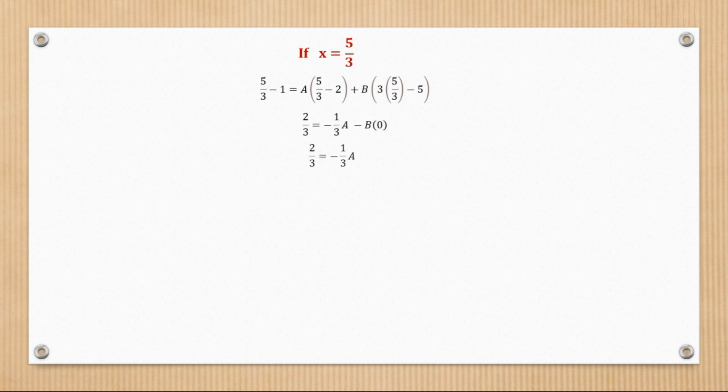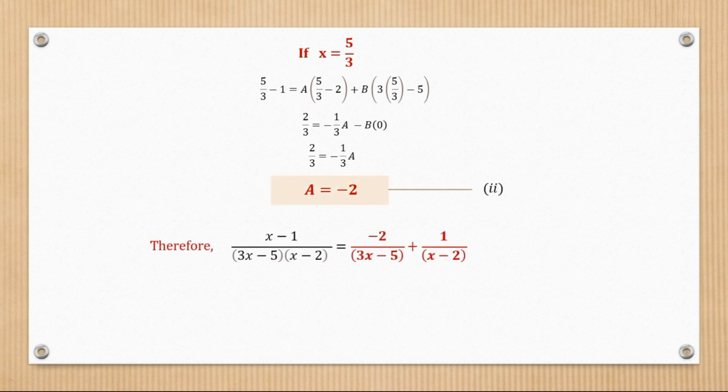Next we shall make x equal to 5 over 3, and this is what it looks like in simplified format. Open the brackets step by step, and we'll have 2 over 3 being equal to negative 1 over 3 a, of which a shall be equal to negative 2. So now we end up having x minus 1 over that. This is how it will look: it will be equal to negative 2 over 3x minus 5 plus 1 over x minus 2. And that's going to be our final expression.